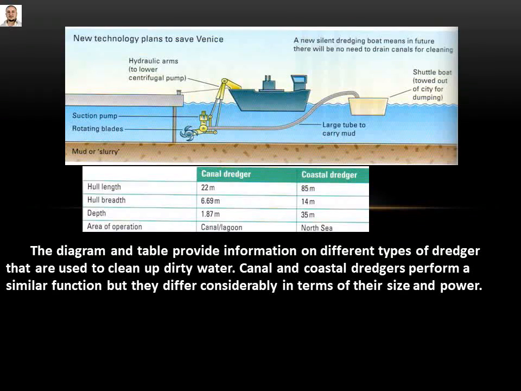And this is what is mentioned here in the table. Okay, we have in the diagram, it explains that they have the same thing to do, which is mentioned here in the function, the similar function, but they are different in the size and in the power.